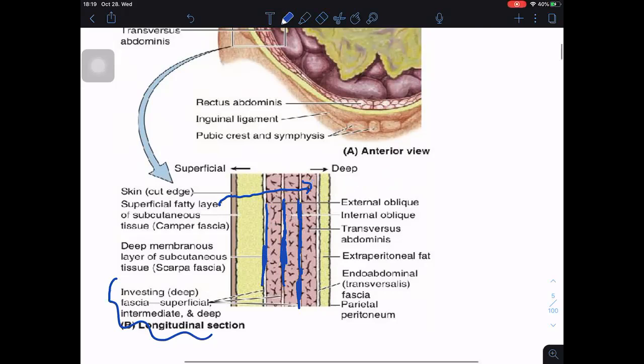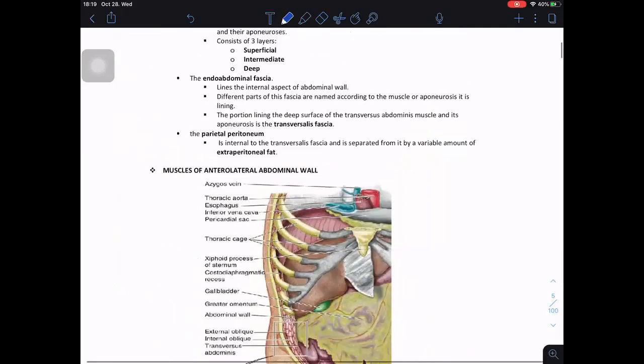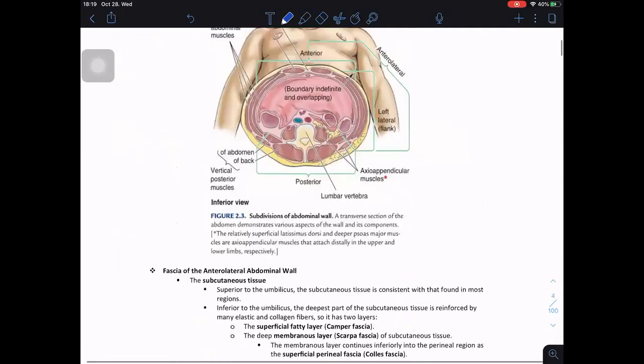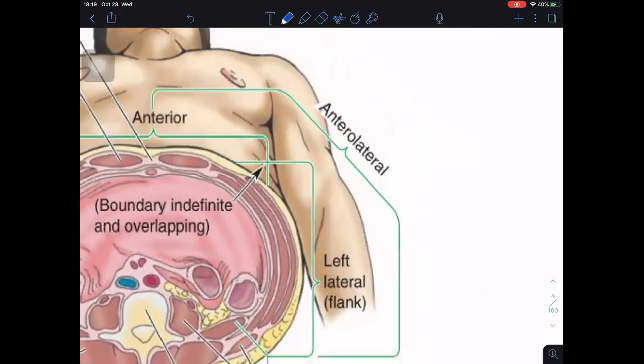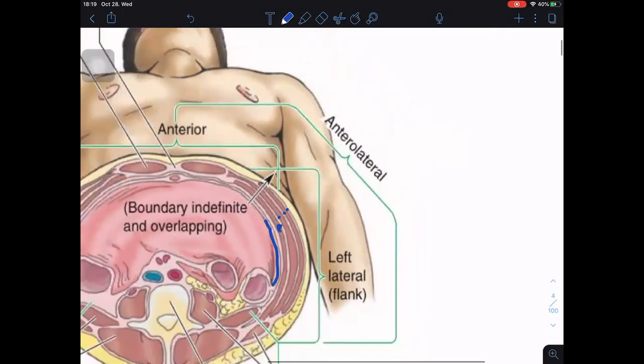So then I just told you earlier that as we were looking at this cross section over here, we talked about all these fasciae and all the skin and everything. And as I told you, over here you have got the parietal peritoneum. So still, there should be something between the transversus abdominis muscle and parietal peritoneum.